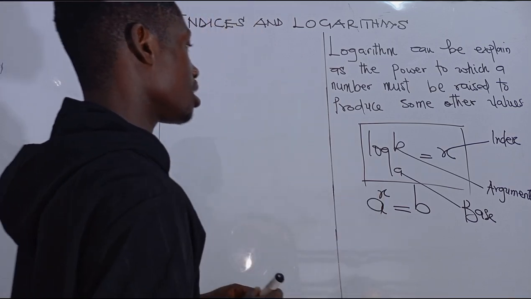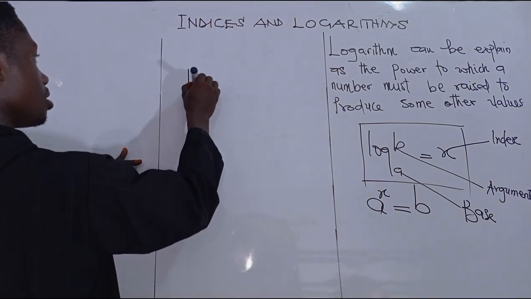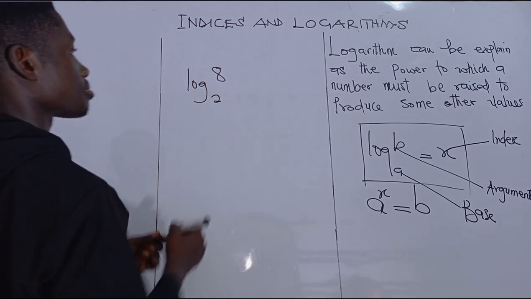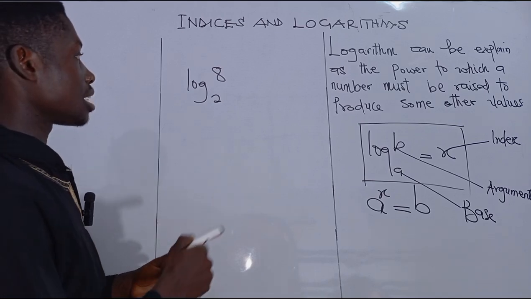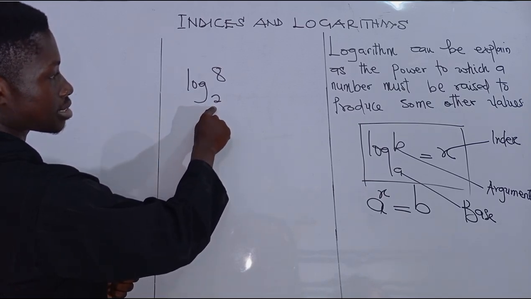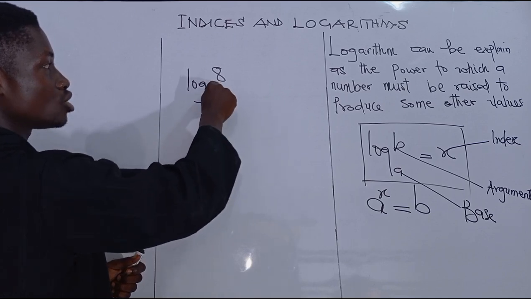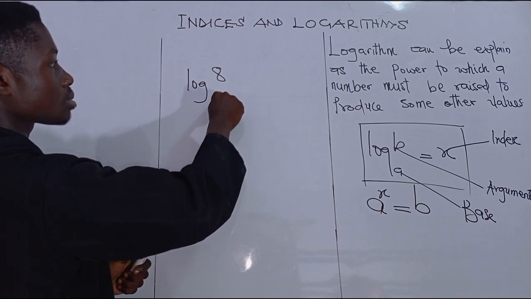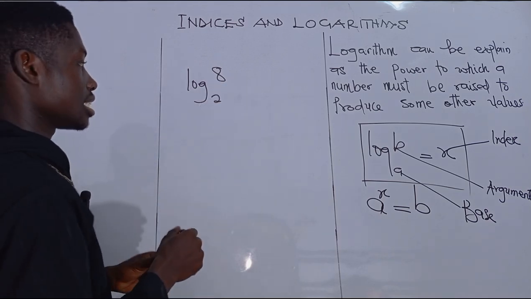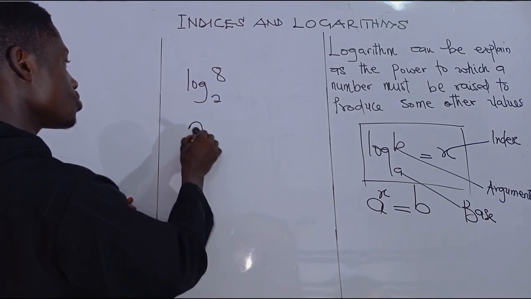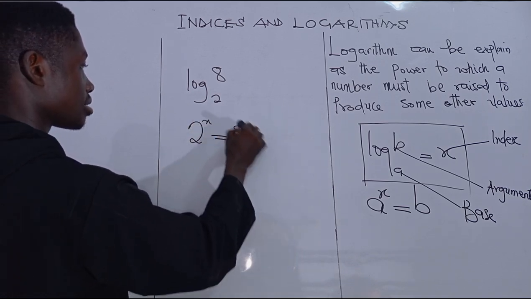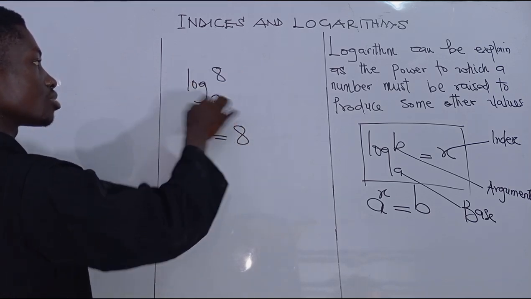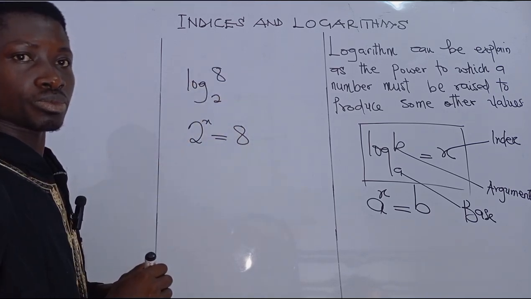So from this, when you have log of 8 to the base of 2, this can be explained as to what power must 2 be raised to produce 8? In other words, 2 raised to what power will give us 8? And we can write it as 2 raised to what power will give us 8. So this is the meaning of log of 8 to the base of 2.